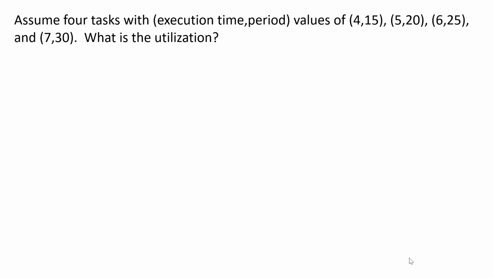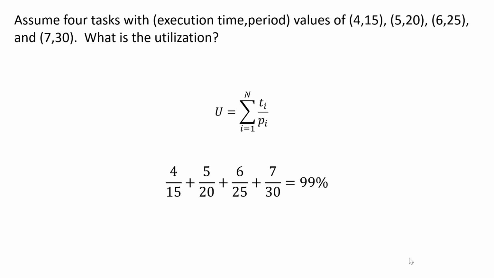Okay, so the quiz's first question said, assume four tasks with execution time and period values of 4/15, 5/20, 6/25, and 7/30. What is the utilization? For this, you just add up the ratios of execution time to period. So this would be 4/15 plus 5/20 plus 6/25 plus 7/30, which is 99%.